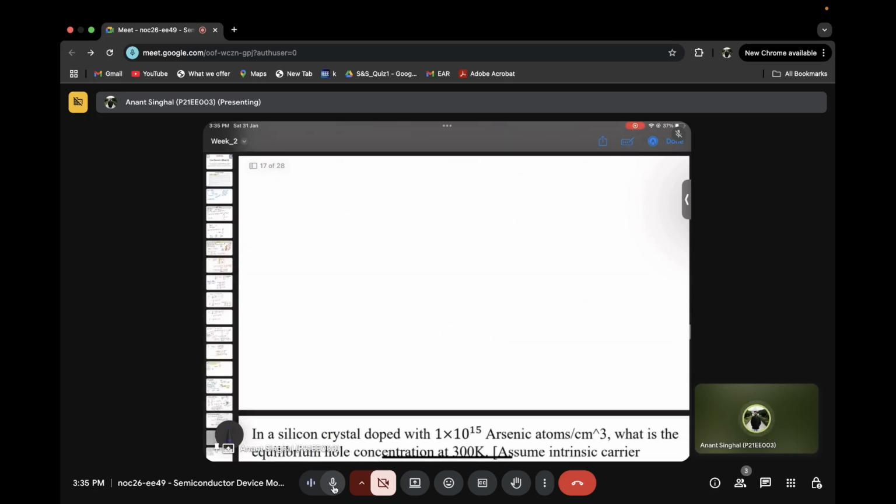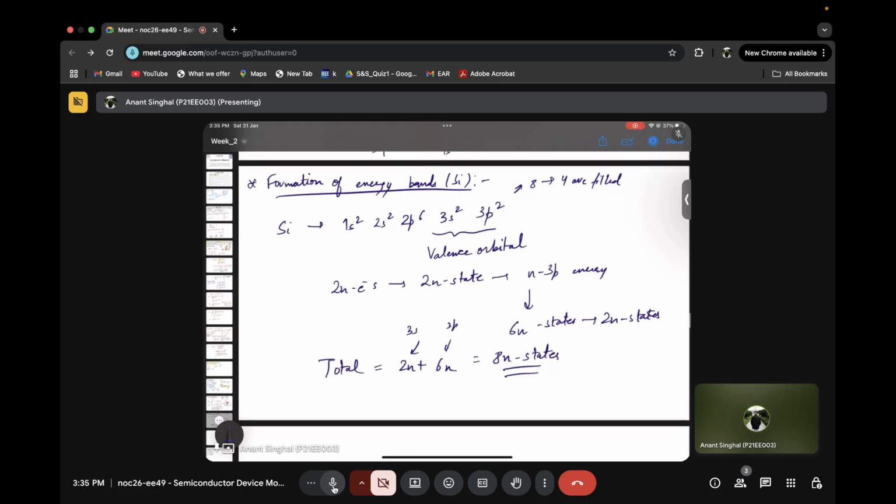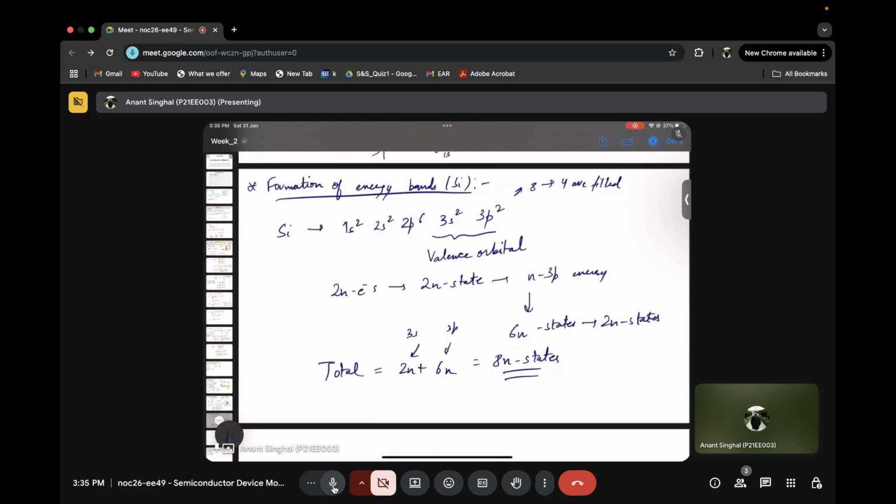Is there any doubt in this? You can write in the chat box if you have any doubt, or if you don't have, you can just clarify that. Is it clear till here?